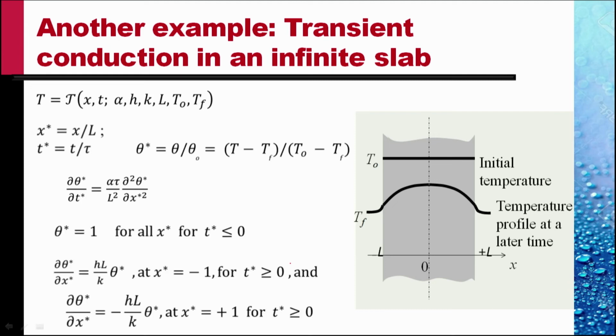The boundary conditions change to theta star is equal to 1 for all x star and for all t star less than 0. And the conditions at the interface, the boundary conditions, del theta star by del x star is equal to HL by K theta star at x star is equal to minus 1 for t star greater than 0. And similarly for the right boundary condition at x star is equal to plus 1.